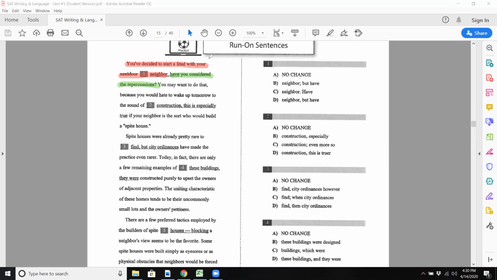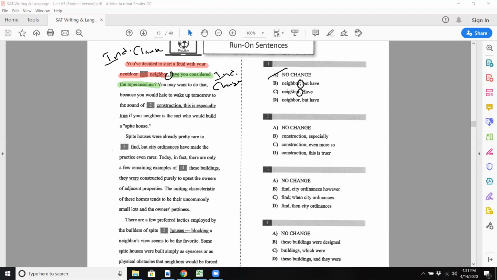What's happening here is that now you've got yourself an independent clause right here, and another independent clause right there in the same sentence, only a comma separating the two. That's not enough. So definitely it's not A. Now I do like the period or the semicolon.